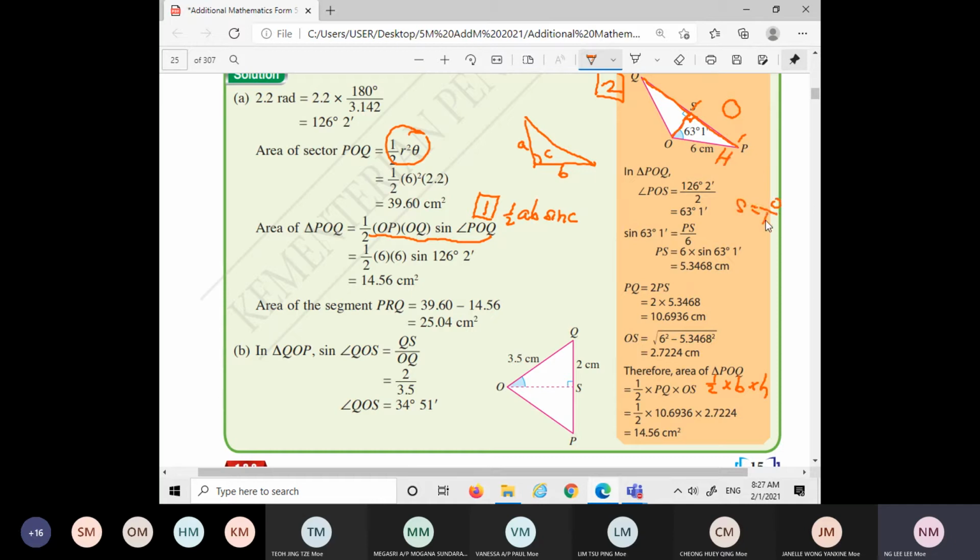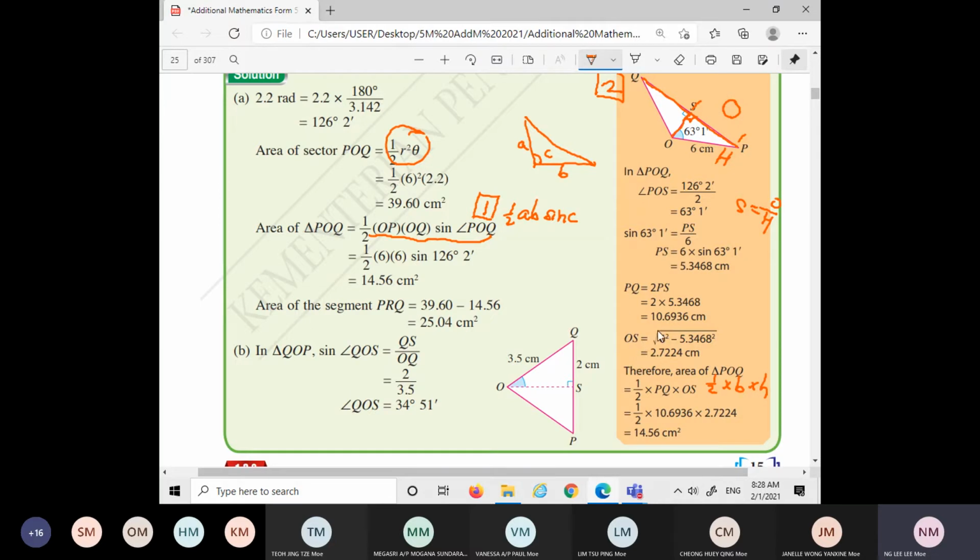So sine 63 degrees equals opposite, which is PS, this length, over hypotenuse, which is 6. So you get the PS as this. So the PQ is double of the PS, so times 2. Then this is PQ. Now we see OS. How we get OS? You can use trigo as well. If you don't want to use trigo, since you have this length already, PS, you can use hypotenuse.